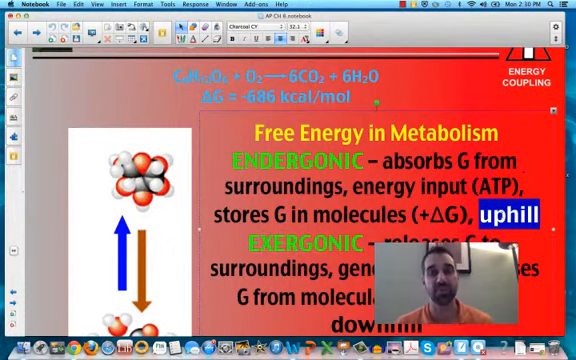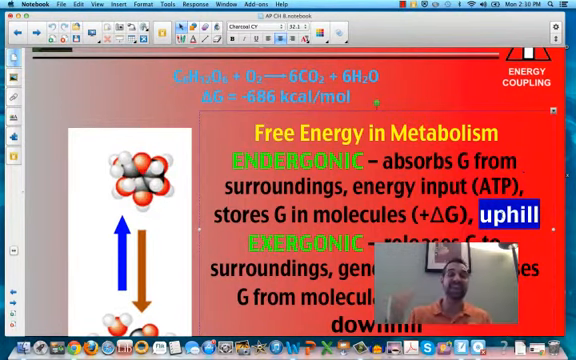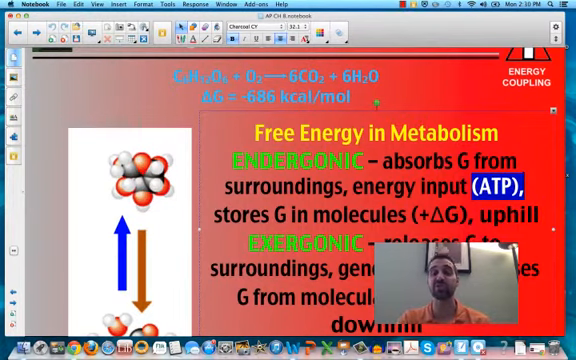Consider if you're going to push a boulder up a hill. You're going to have to put in a lot of energy to push that boulder up. That's an endergonic reaction, an input of energy. At the end, when that boulder is at the top of the hill, it has a lot of stored free energy, or has positive delta G. And it required an input of energy from us by using our legs to push that boulder up. And of course, that input of energy for any endergonic reaction will come from the ATP molecules.